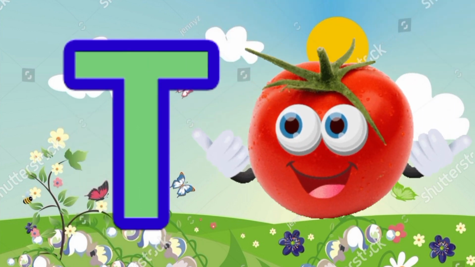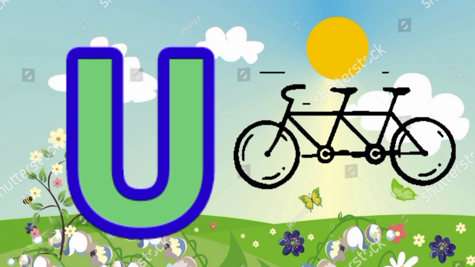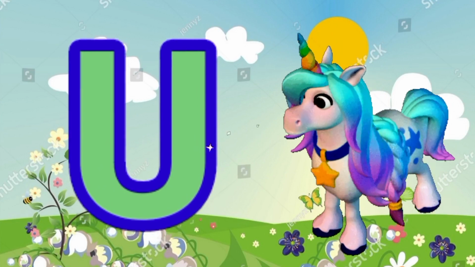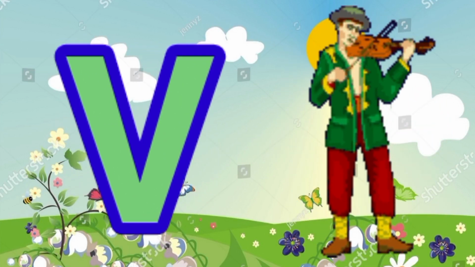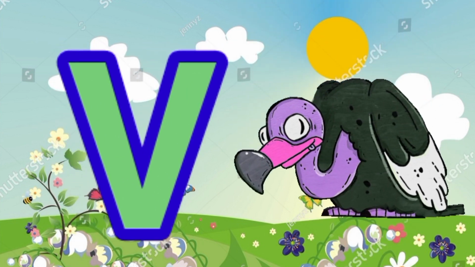U for unicycle. U for unicorn. V for violin. V for vulture.